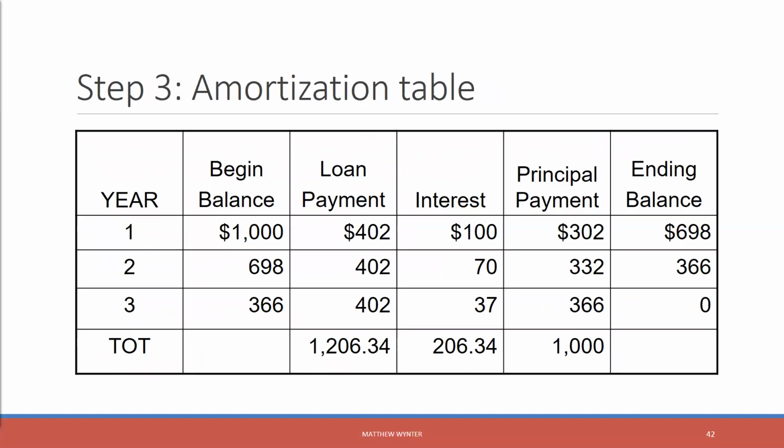It's easier if we look at this in a table. So at the beginning of the year, I've got $1,000. I make a loan payment of 402. 100 goes to interest. 302 goes to principal. And at the end of the year, I've got 698. We do that again for year 2, and we do it again for year 3. And notice, magically, our loan payments with those 402 payments have paid off our loan plus interest.